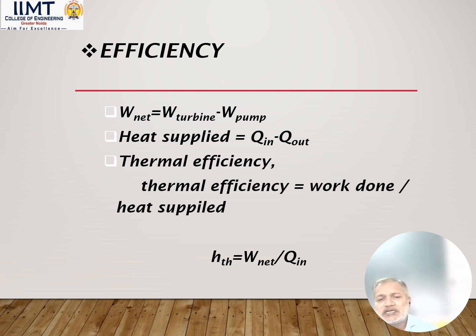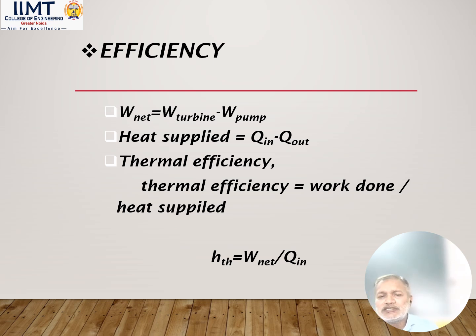This W net can be calculated in two ways. Either you find Wt minus Wp, or we can say that it is Q1 or Qin, that is heat supplied in the boiler, minus heat rejected. Since this is a cycle, the algebraic sum of all the heat transfer will be equal to the algebraic sum of all the work transfer. So in general, we define efficiency in terms of 1 minus the heat rejected upon the heat supplied, or sometimes as W net, that is Wt minus Wp, upon Q1.